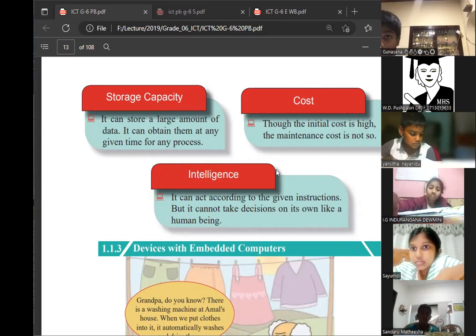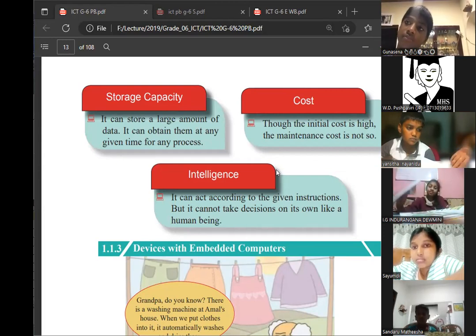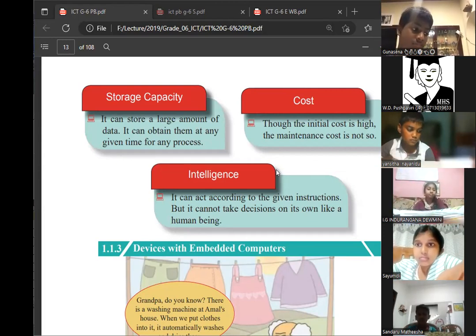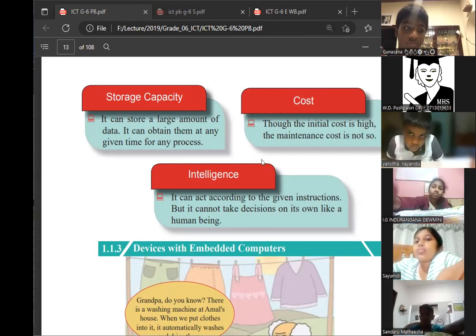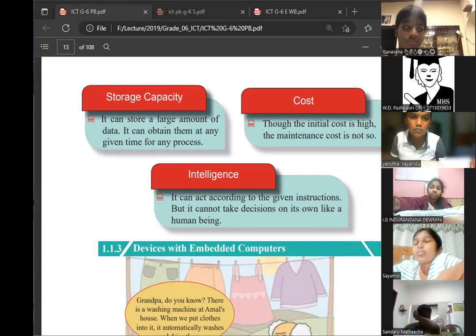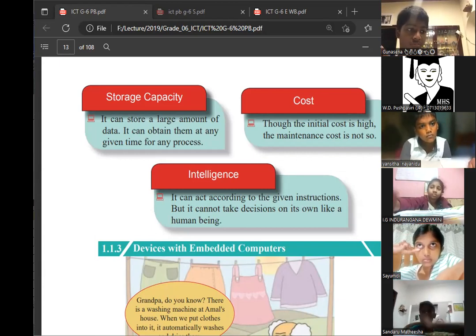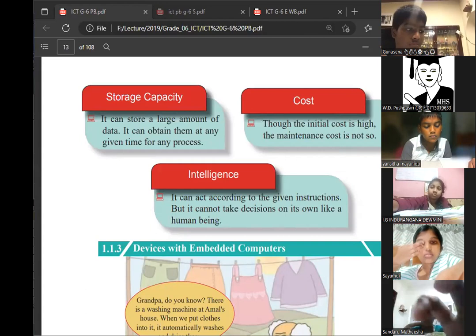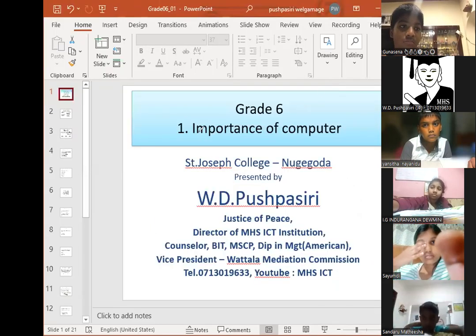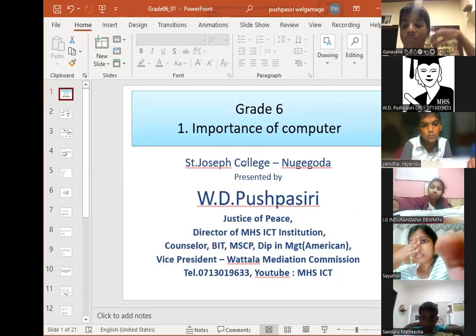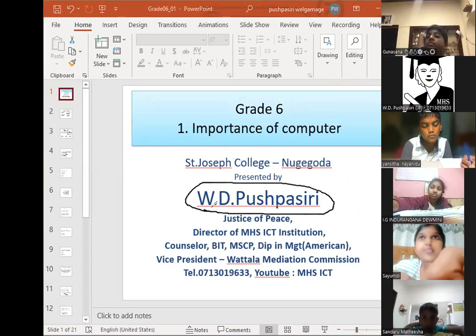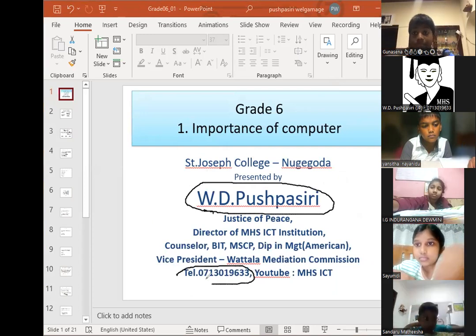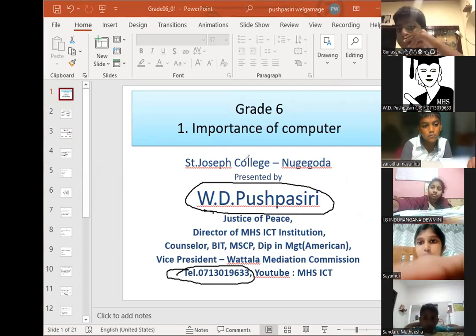Right. So I need to repeat again what we have done so far today. I'll just go back through from the beginning. Here, this is the first screen that we were talking about, and this is my name here, and my telephone number is available here, so you can write if you want anything. Any questions, you can ask anytime, right?